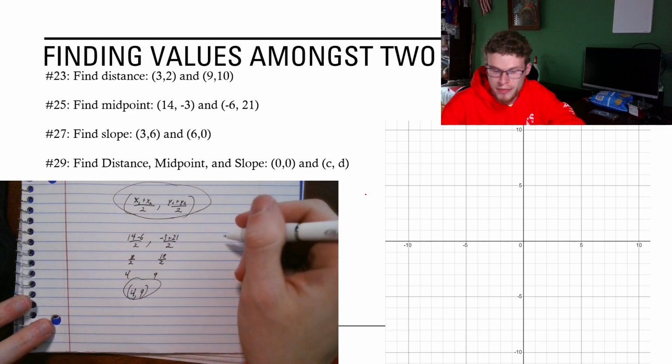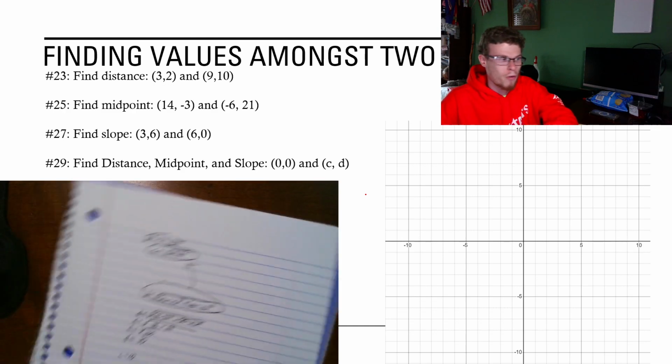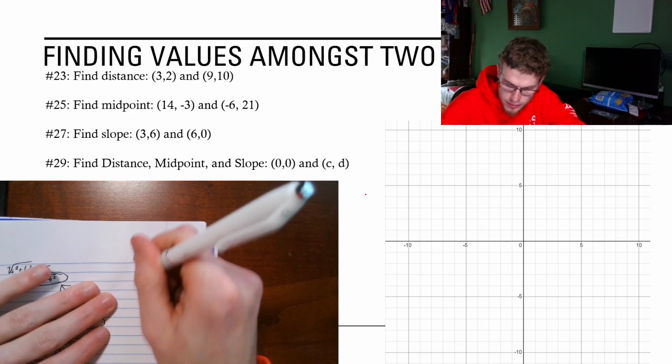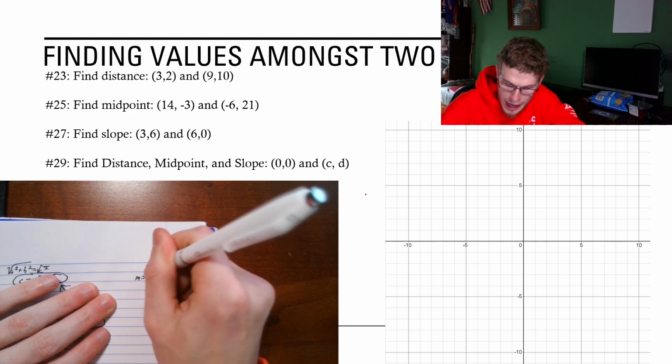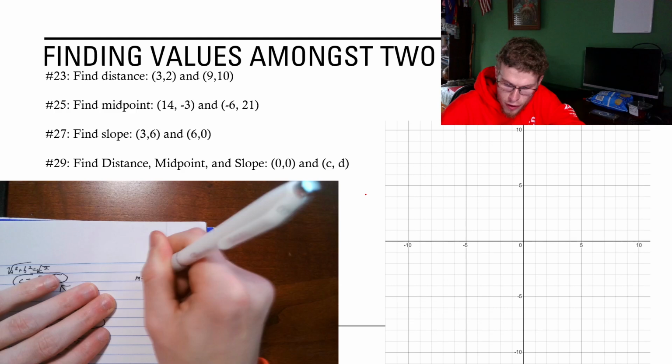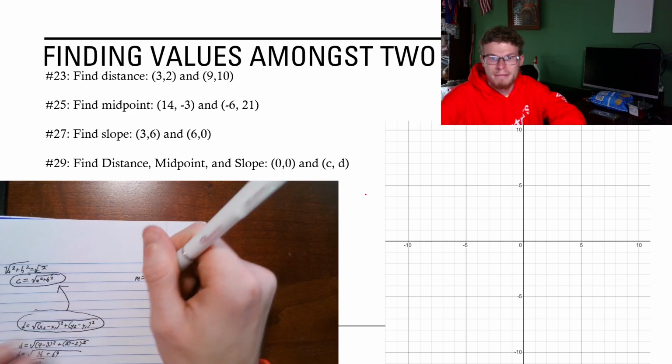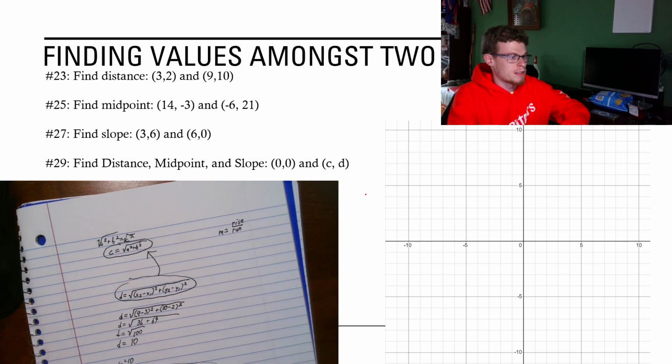27, finding the slope. Again, remember, key point to make here about slope. Slope is equal to the rise over the run. So let's actually plot this in the graph here. So you have 3, 6. 1, 2, 3, 6. Okay, so I plotted 3, 6. Let's plot 6, 0, which is right here. Let's draw my line. That is a very sloppy line. I'm sorry about that, but it's a line.